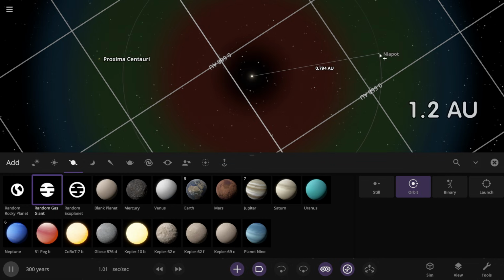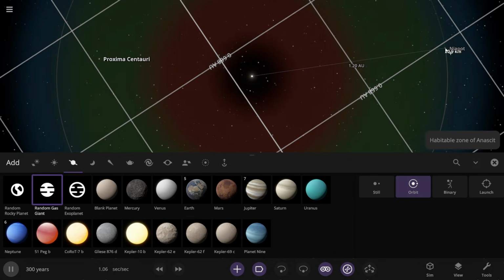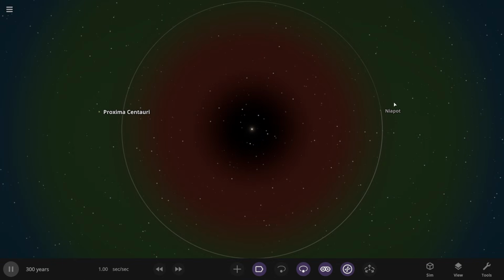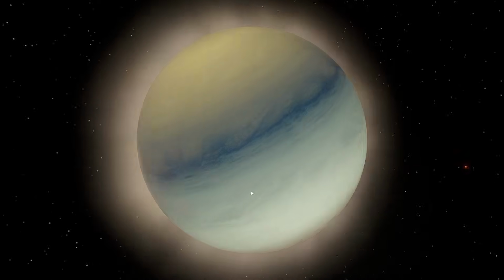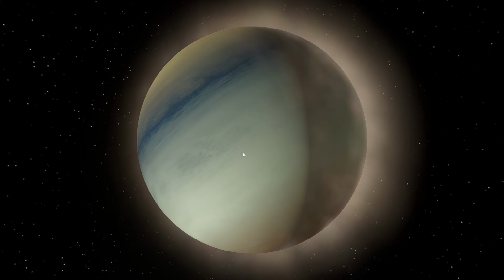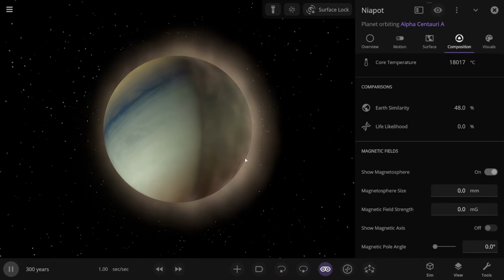Polyphemus is located about 1.2 astronomical units from Alpha Centauri A, which is in the habitable green zone. So I'll place it right here. And as you can see, the orbit is right here. I've flown up to it, and as we can see, it has started losing mass. This is all because, guys, it doesn't have a magnetic field. So first, we need to set one up.